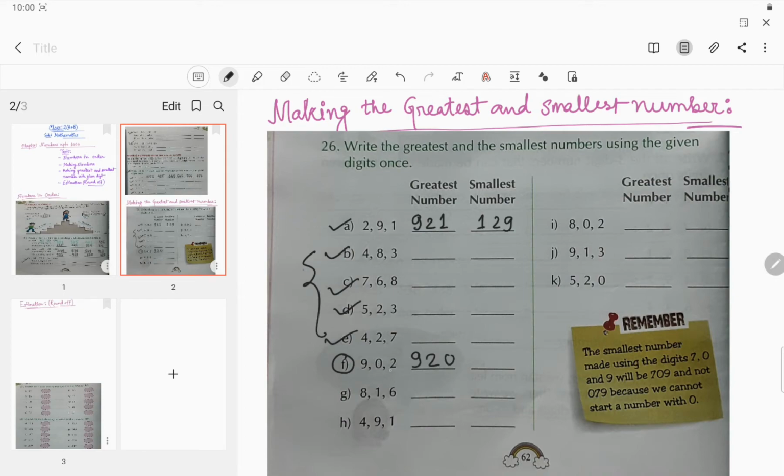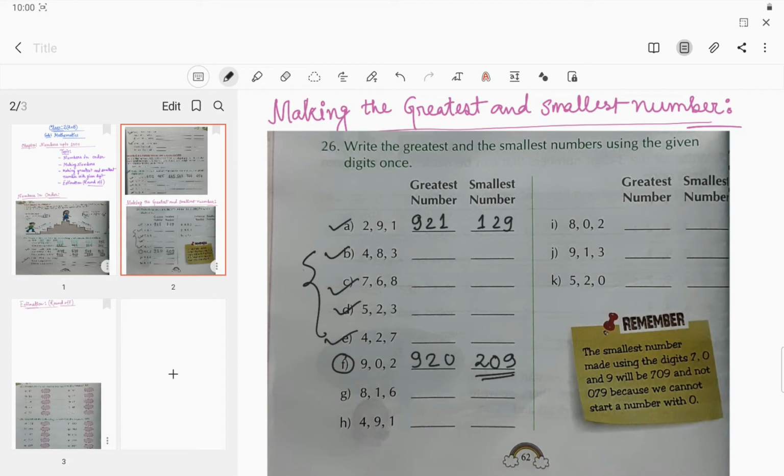Except 0, 2 is the smallest one for this question. So write down 2, then you put 0, then next digit is 9. So 209 is the smallest number using these digits.